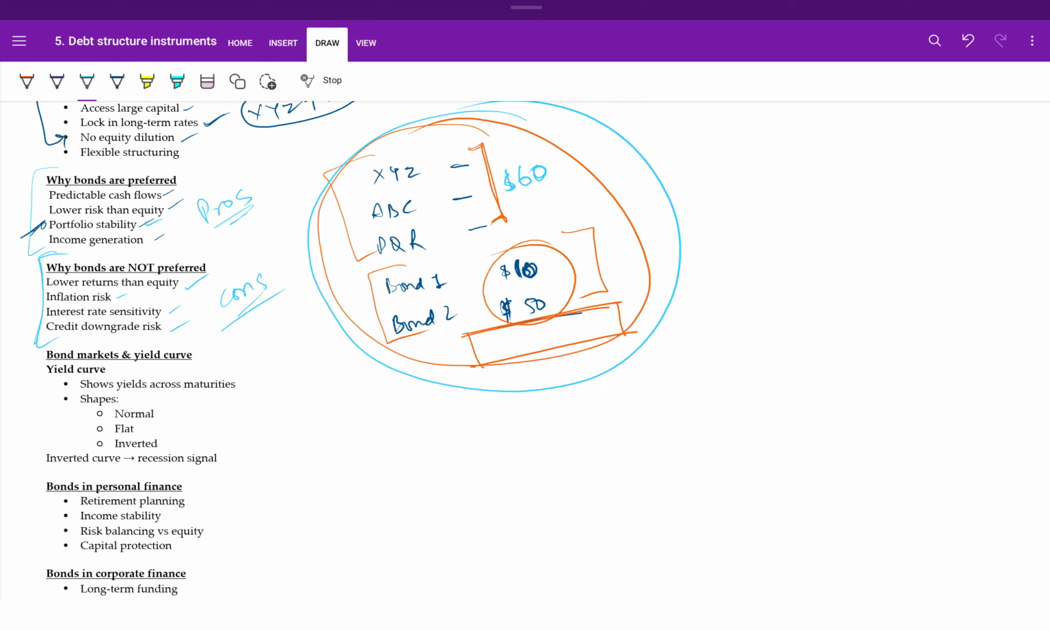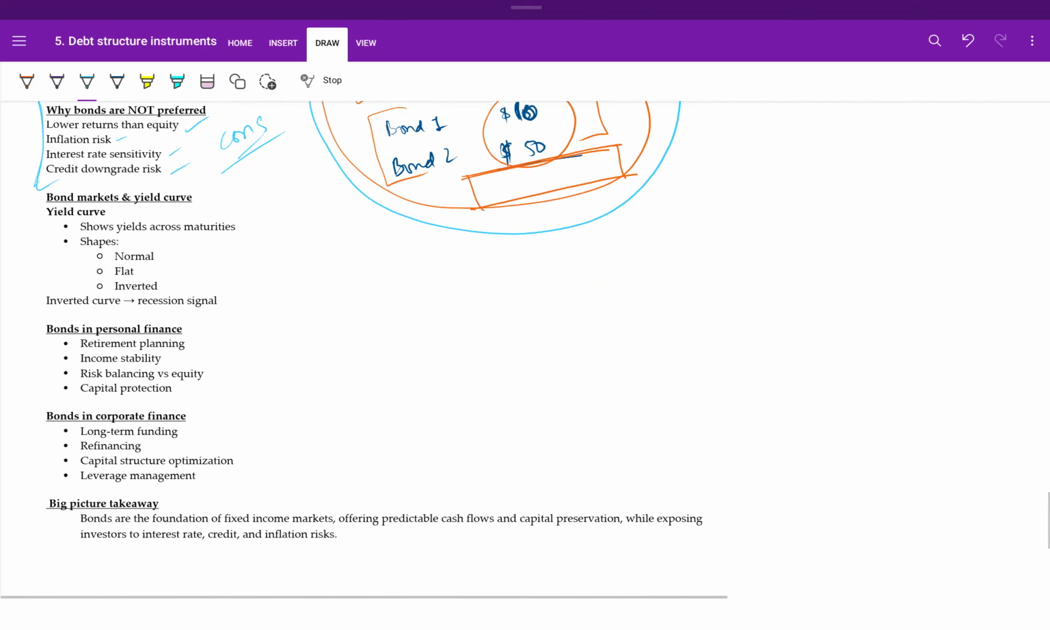Okay, so let's move to this. It has been a big reading. Finally, I think we can wrap this up within a few minutes. So, bond market and yield curves.